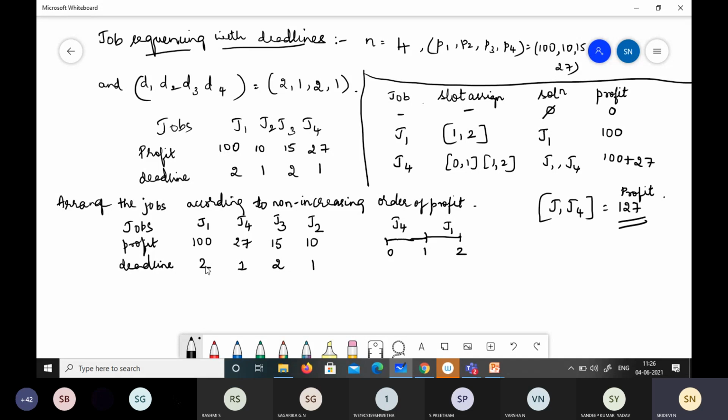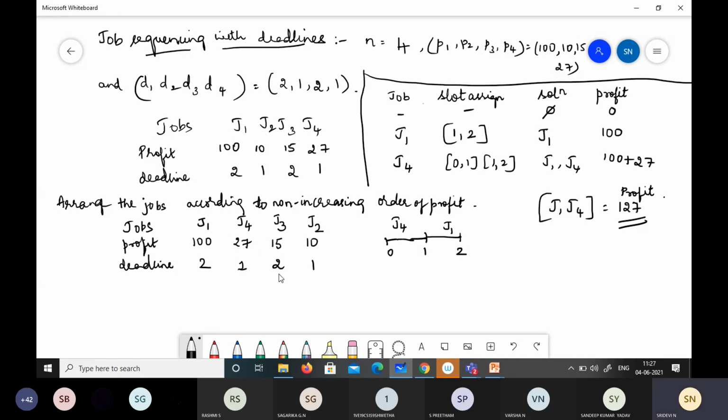Let's find out for 100. So 2. So it can wait for 1 minute and get executed for another minute. So I can take the slot 1 to 2 for it. Okay, and I've added J1 in the slot 1 to 2. And the profit earned is 100. 0 to 1, that is 1. 2 jobs can be completed within 1 minute. Among this, the maximum profit is 27.